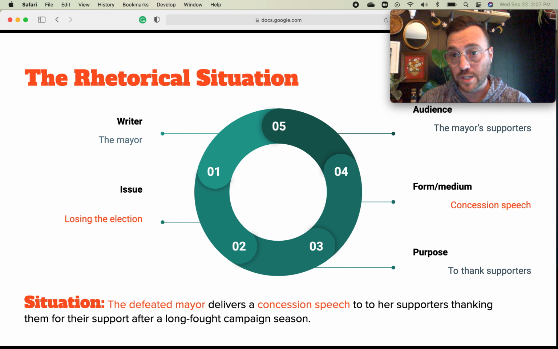Their purpose is going to remain the same. They want to thank their supporters, but their form or their medium has shifted. It's still a speech, but it's moved from being a victory speech to what we call a concession speech or a losing speech. And the audience also remains the same, the mayor's supporters.